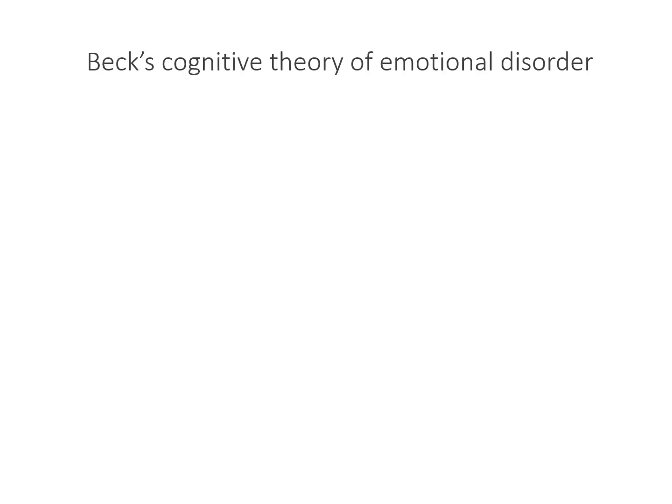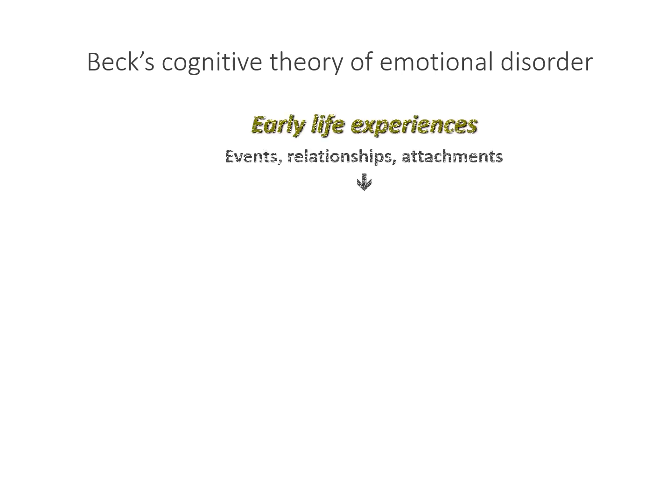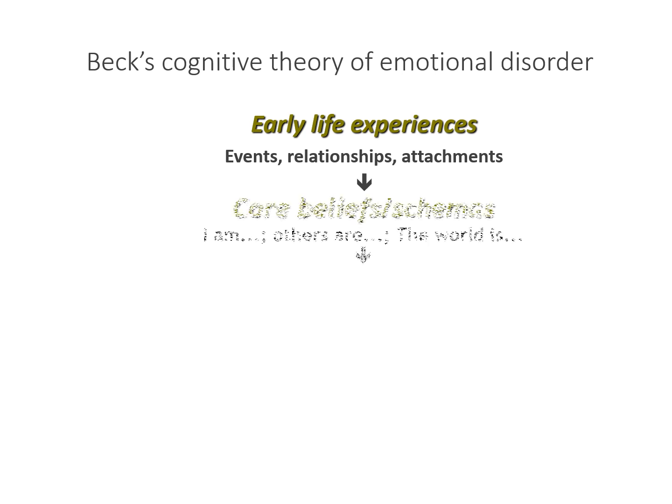So Beck's theory here begins with this notion that our early life experiences, events, relationships and attachments actually then engender our core beliefs and schemas.